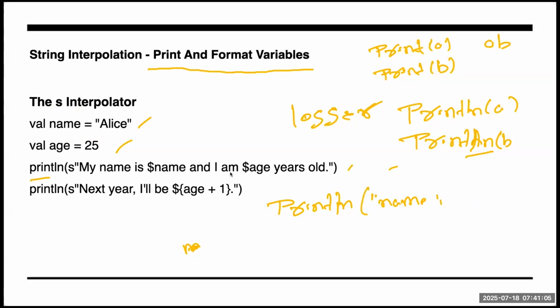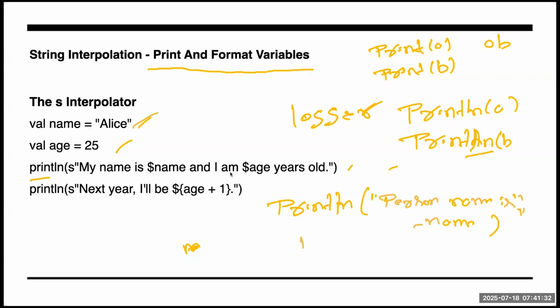Let's suppose the person name is, okay, I write something like this, and then I give a comma, and then I will give the name. This name is this name, this name. So it will print the person name is and then Alice.